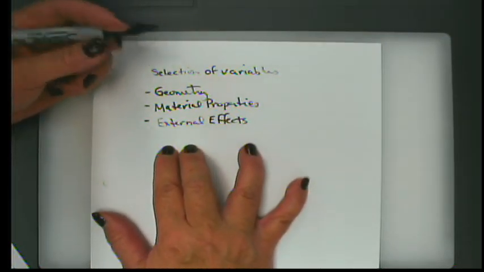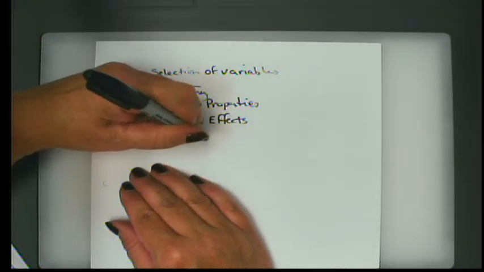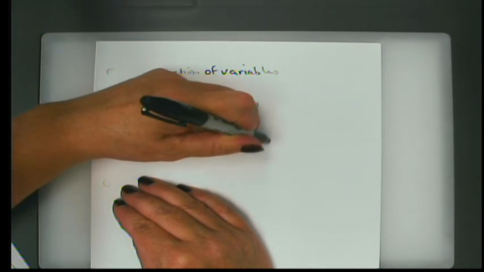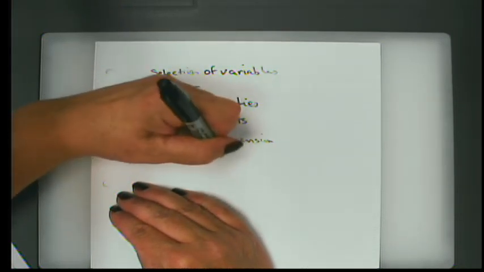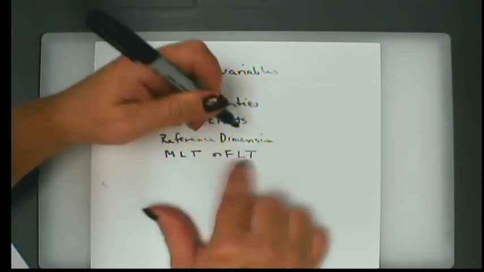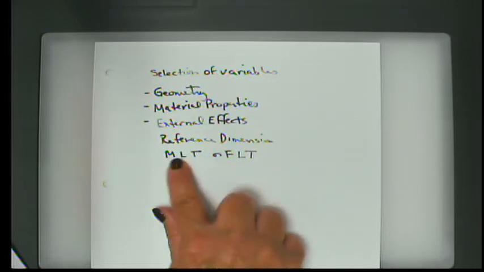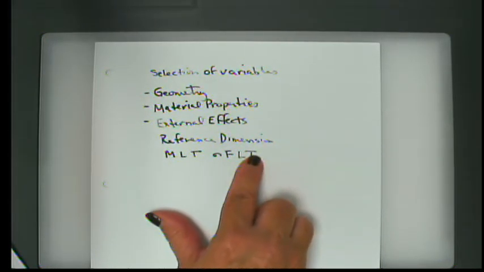Now, the determination of reference dimensions, like I said, is almost always either mass length time or force length time. Occasionally, one of them won't be there. For example, like we talked about with Mach number, mass and force don't enter into the equation.